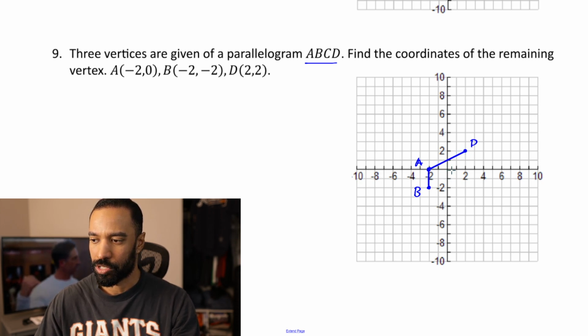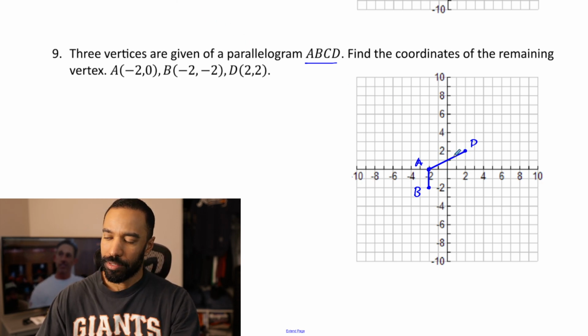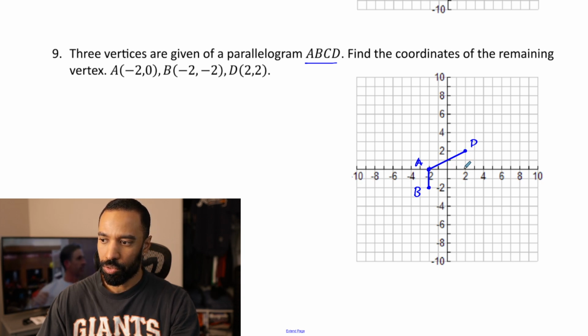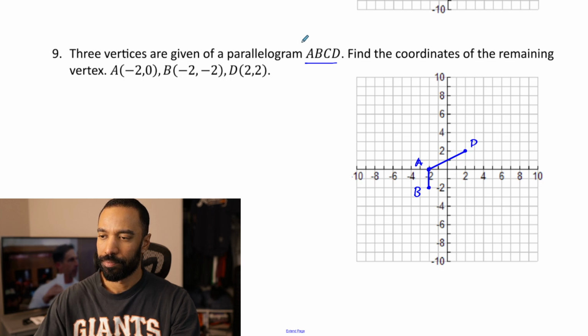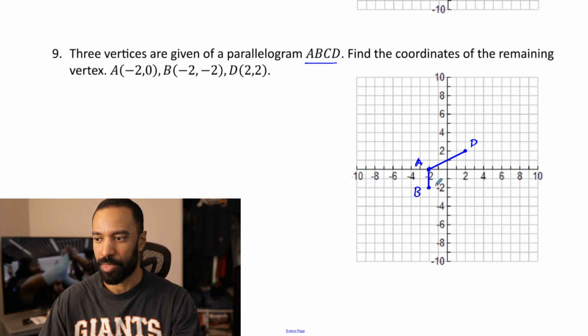And there are different versions of that, so that's what we have so far. For example, from A to D is over 1, 2, 3, 4, and up 1, 2. So over 4, up 2. So from B to C should also be the same thing. Over 1, 2, 3, 4, and up 1, 2. Boom, that would be C right there.